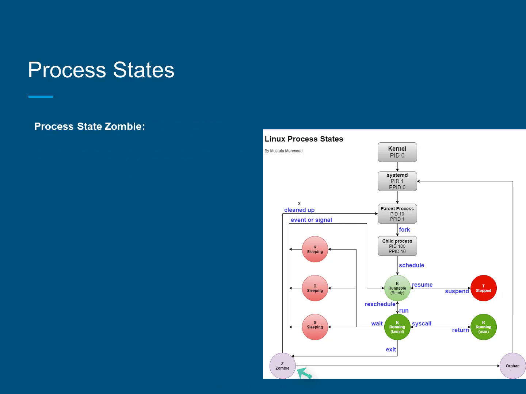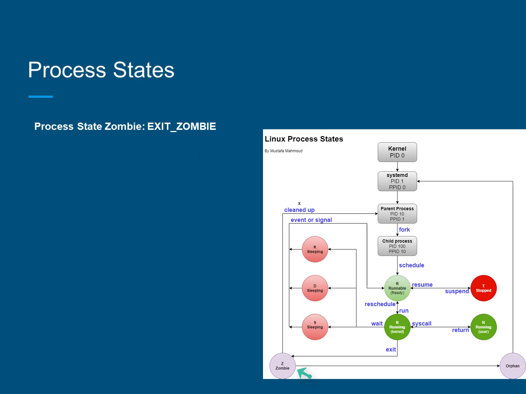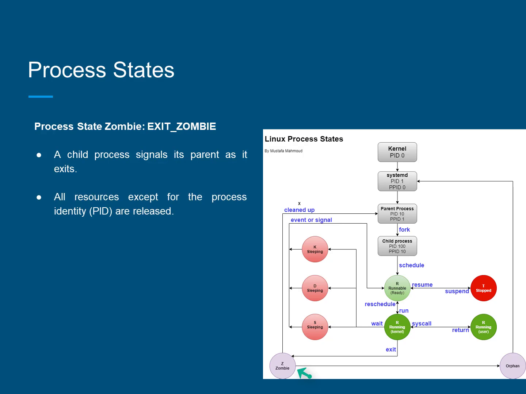The process state: zombie. The process state zombie has two kernel-defined states: EXIT_ZOMBIE, with Z state flag, and EXIT_DEAD with X state flag. In the kernel-defined state EXIT_ZOMBIE, a child process signals its parent as it exits. All resources except for the process identity are released. It can be identified by state Z in outputs.